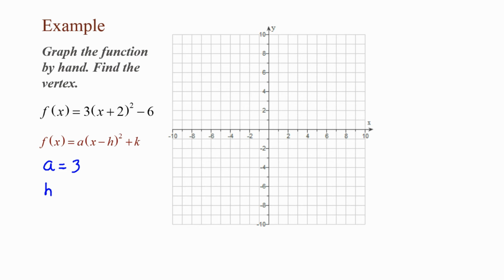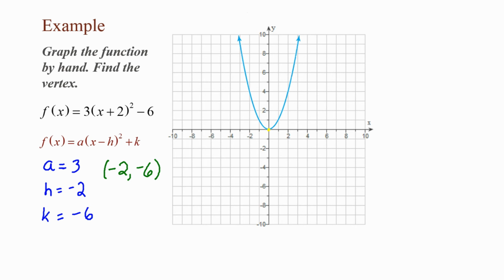H is in the parentheses with your x, but the opposite sign, so it's negative 2. K is added onto the end, so that's negative 6. That means that our vertex is negative 2, negative 6. To graph, we want to start with y equals x squared. Starting with the fact that a equals 3, I know my graph is going to be more narrow.